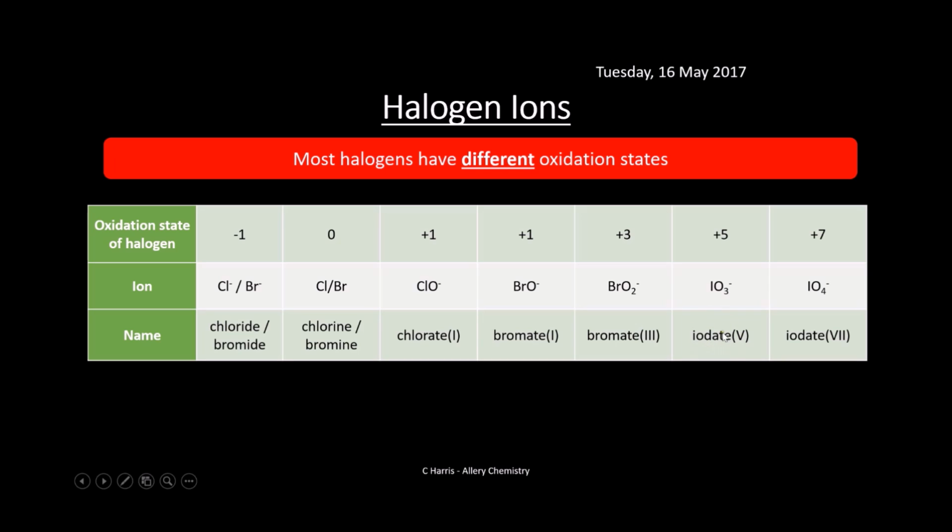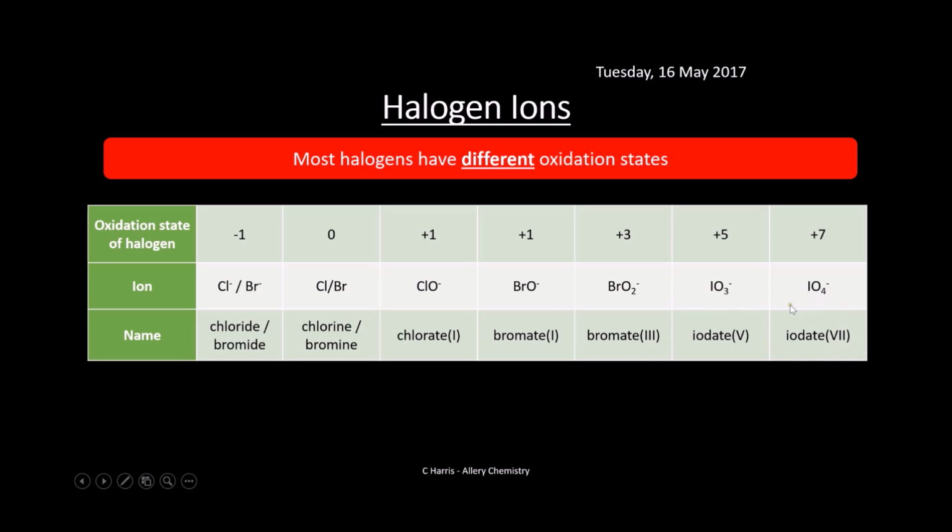Iodate, which is this one here, iodate(V), which is +5. Again, oxygen's -2, you've got 3 of them, that's -6. Overall charge is minus, so the iodine must be +5 to make sure you get the overall charge. That's called iodate(V). Notice they all end in -ate because they're bonded with oxygen.